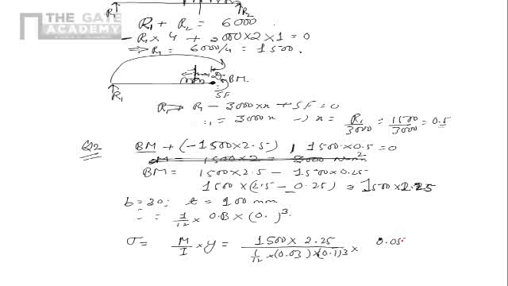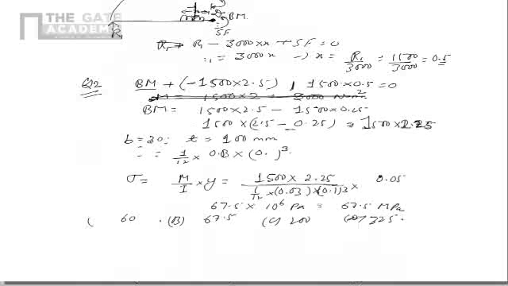So I just need to solve this numerical expression. If I solve this numerical expression using a calculator or whatever, I will see it is coming to 67.5 into 10 to the power 6 Pascal, or 67.5 megapascals. So that's the answer. Let's see the options which are there. Option A is 60, option B is 67.5, option C is 200, and option D is 225. So option B is right.